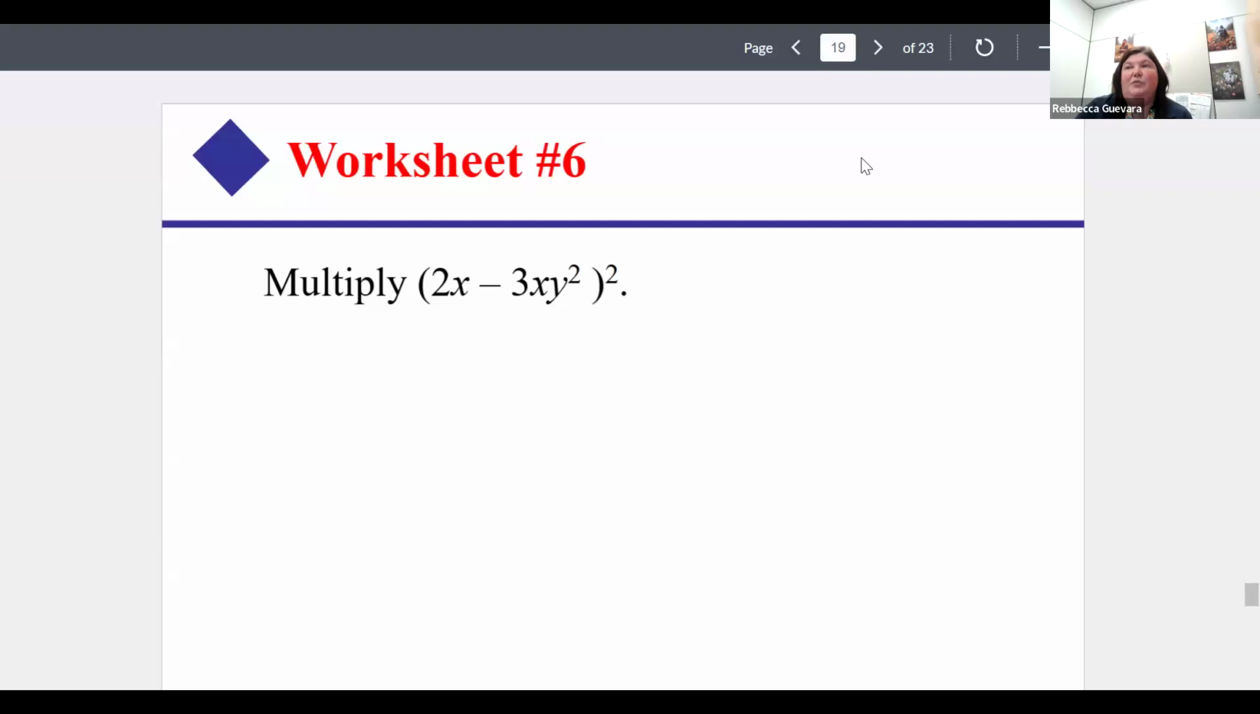So take a moment on this one. This is the other case. This is (a minus b) squared. And just try the same thing. So try to use the formula. Like I said, you can do it the other way where you can just say (2x minus 3xy squared) times (2x minus 3xy squared) and just do an expansion, or like I said, multiply it. But try to use the formula for this one just for practice.